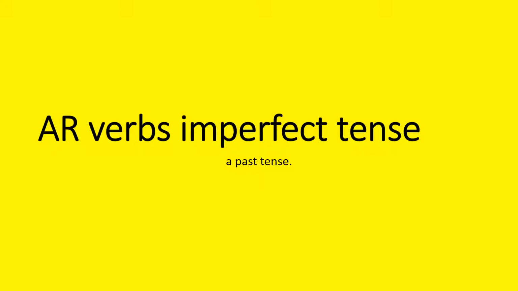The imperfect tense is a past tense, like the preterite tense. However, they do different things. The preterite tense is speaking of things that happened in the past. I spoke. You drank. We walked.